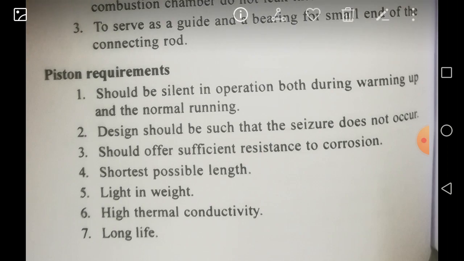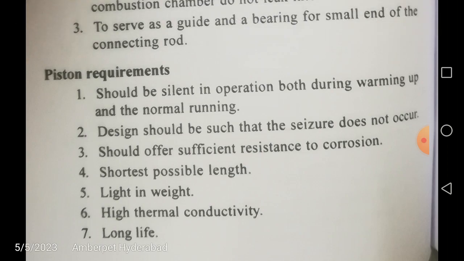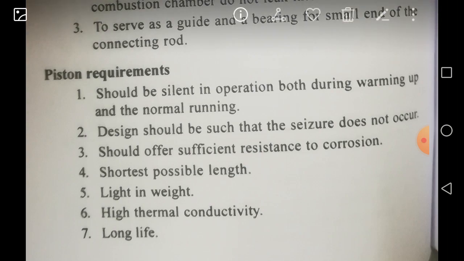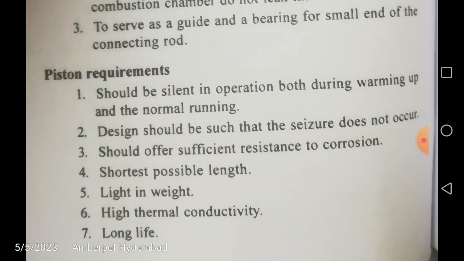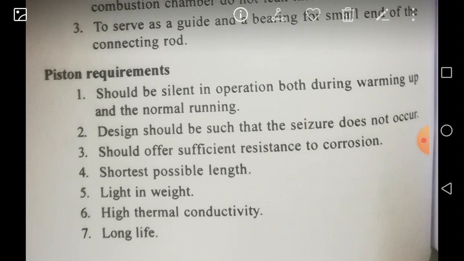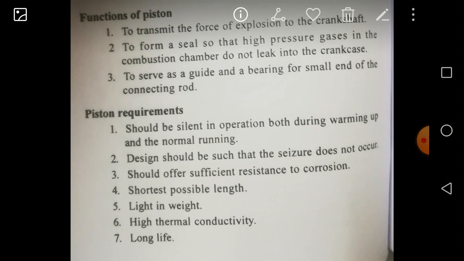Fourth one, it should be of the shortest possible length, its length should be the minimum possible. Next one, it should be light in weight, it should not be very heavy in mass or weight. For that purpose normally aluminum pistons are used. Aluminum has low density and low mass and hence low weight, friends. And finally it should have high thermal conductivity so that it can dissipate the heat generated during the combustion of your petrol air mixture or diesel air mixture. Finally it should have a longer life. Now friends, let us go to the next topic.